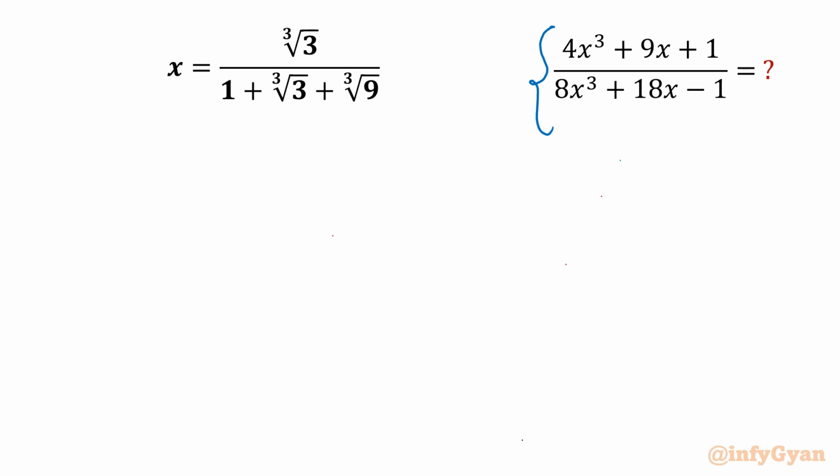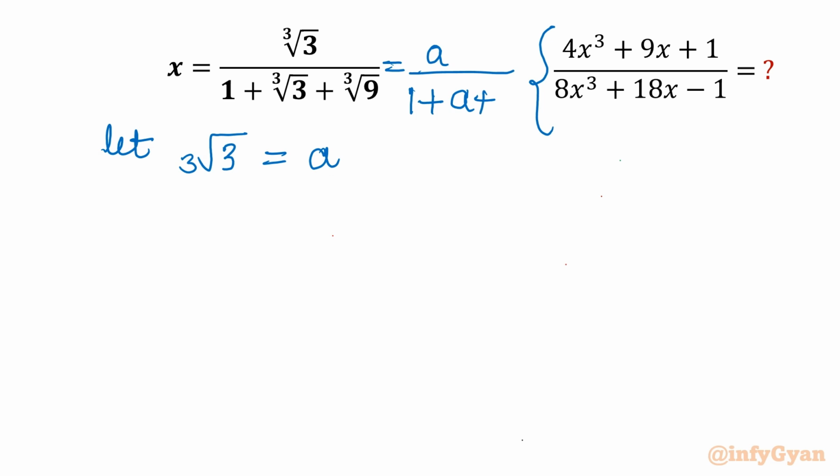So let's get started by writing our substitution. Cube root of 3, I will presume a. So I will write in the numerator it is a, denominator it is 1 plus a. What about cube root of 9? Once we are having cube root of 3 as a, then cube root of 9 we will write a square.